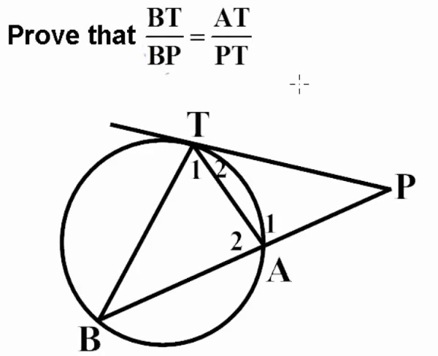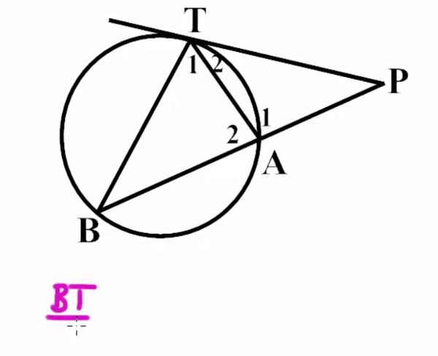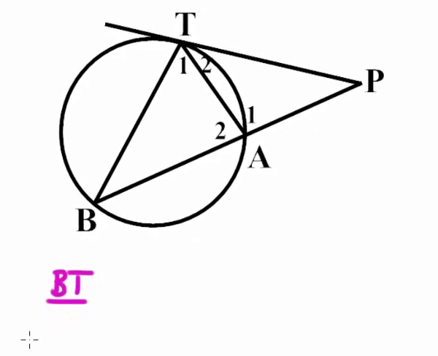Okay, let's do some isolating of triangles. So I'm going to go down here quickly and let's have a look. We've got BT, that's what we want to prove. BT over BP is equal to AT, that's what we want to prove, over PT. And we're going to now start identifying triangles.